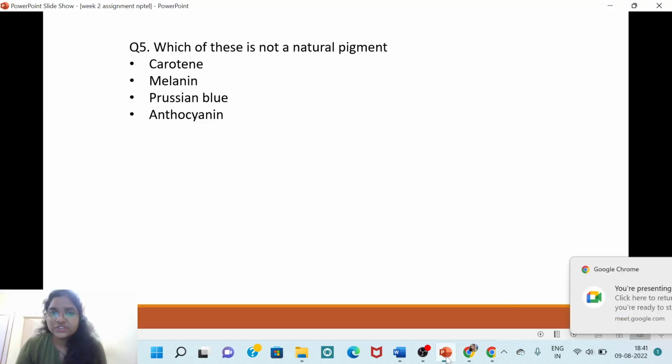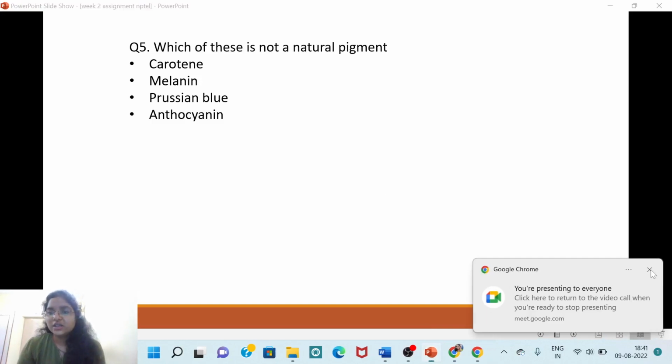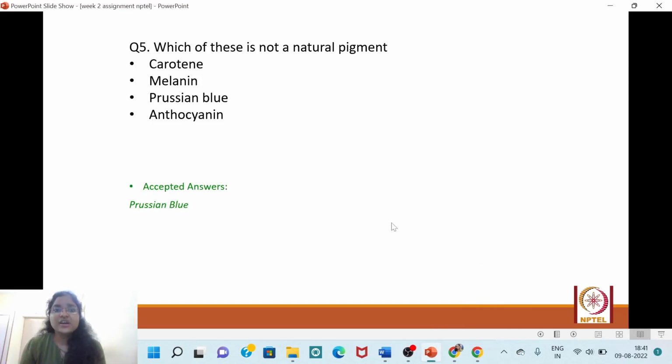I'll now see which is the correct answer. So the correct answer is Prussian blue, right? Prussian blue is just a color. It is not a pigment, not a natural pigment as well. Keratin, melanin, and anthocyanin, all of these three are natural pigments, and we'll see now how.